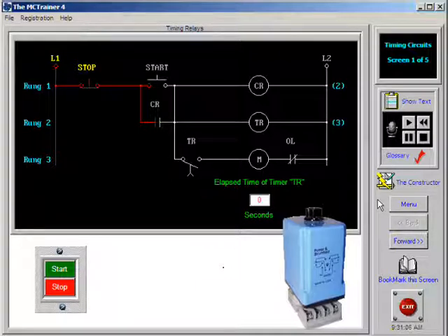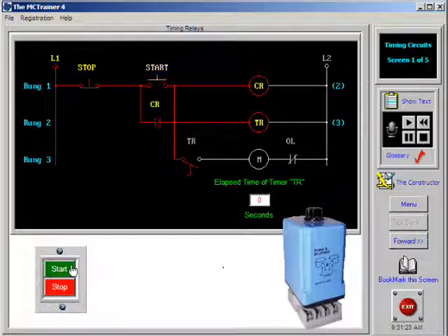The diagram shown above is a typical application for an on-delay timer. When the start button is pressed, both the control relay and the timing relay are energized. The control relay is necessary to accomplish seal-in. When the timing relay times out, the normally open timed close contacts will close and energize the coil of the motor starter.